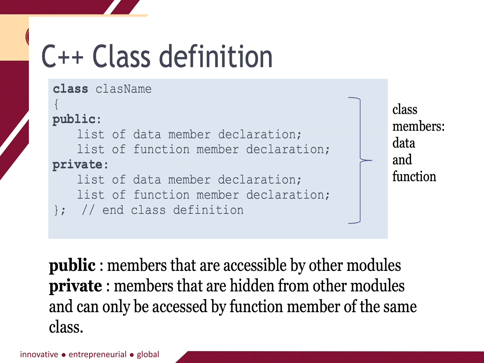This is our class name. This one is our public, and this is our private, with a list of data member declarations. Public members are accessible by other modules, but private members are hidden from other modules and can only be accessed by function members of the same class.